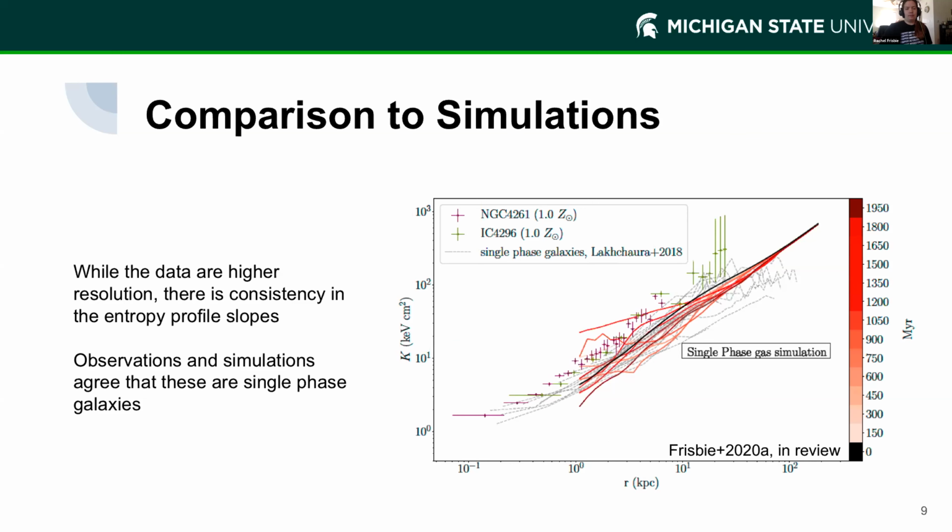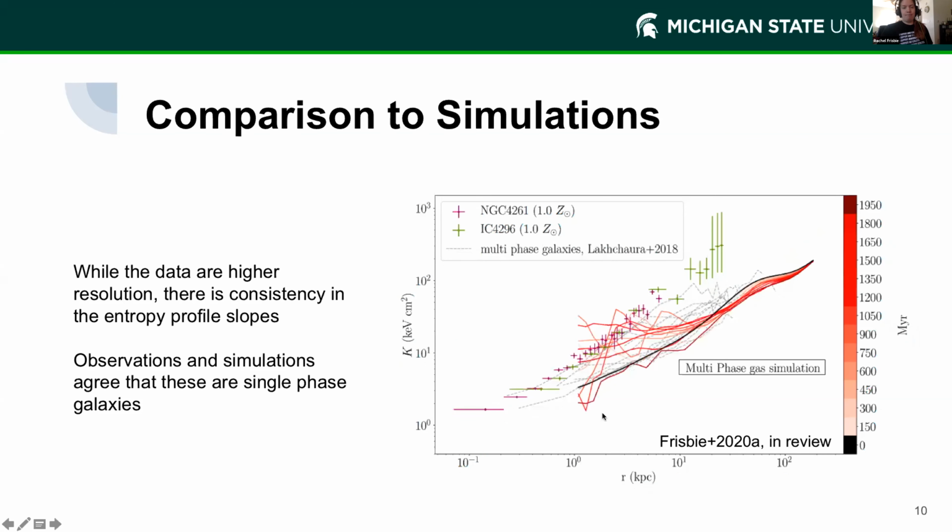But the simulations are for a generic single phase galaxy, and they appear to match what we find for our single phase galaxies, with the added bonus of comparing to the entropy profiles from a larger sample of galaxies from Lakhchaura et al. 2018. And those also follow this general entropy profile slope from the single phase galaxies.